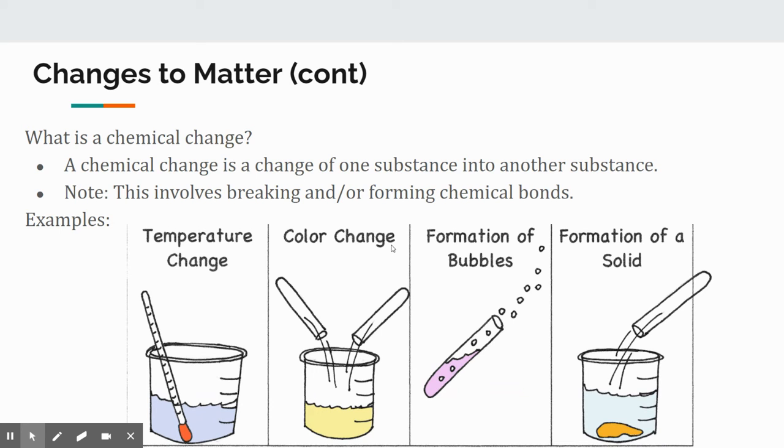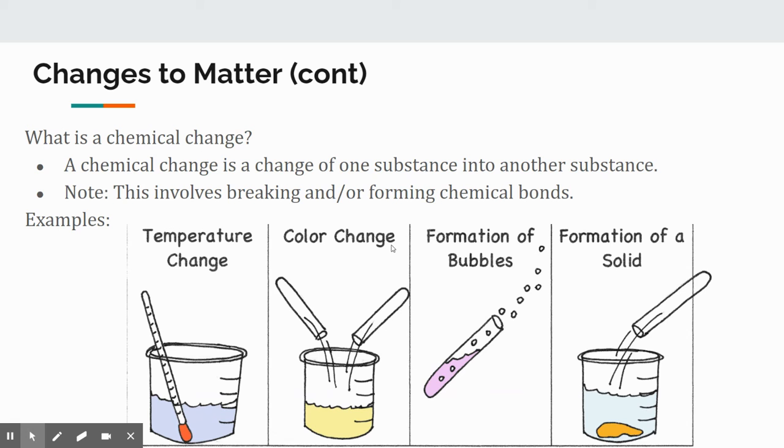So a chemical change is when you're changing the identity of a substance. This involves breaking and/or forming chemical bonds. Generally, it involves both. You break the bonds of the reactants and you form the bonds of the products. And this is indicated by some temperature changes. You can see this happening when chemical bonds form, that releases energy. When chemical bonds are broken, that requires energy. You can see this through color changes or bubbling or formation of a solid in a liquid.